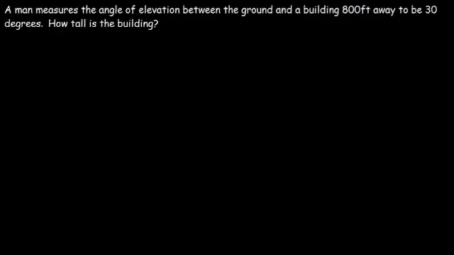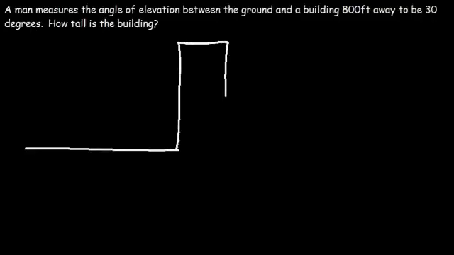So let's say that the height of the man is irrelevant to the height of the building. So here's the ground, and let's say this is the building. With these problems, typically you need to draw a right triangle. So let's draw the line of sight from the ground to the building. The angle of elevation is the angle above the horizontal.